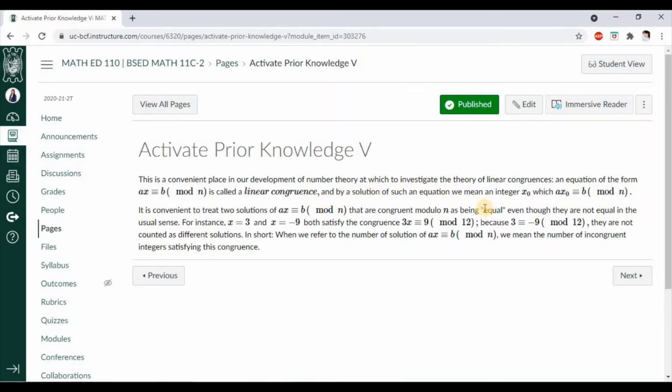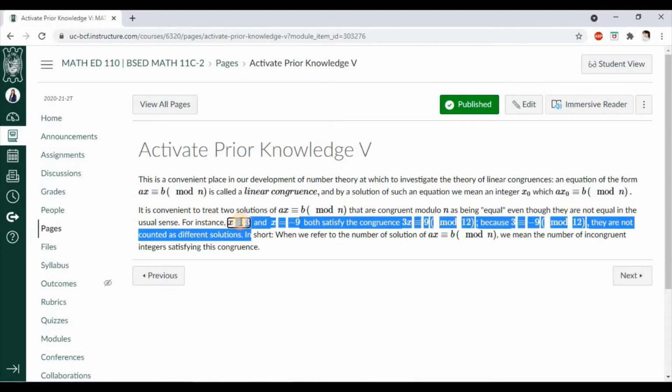Kasi nga, there exists a solution in the integer x sub 0. So, x sub 0, x sub 1, x sub 2, until x sub n, depende kung ilang solutions meron yung linear congruence natin. So, we have a x sub 0 is congruent to b mod n. It is convenient to treat two solutions of ax congruent to b mod n which are congruent to each other as equal, though they're not technically equal, kasi nga congruence ang ating lecture, hindi naman siya equality. Okay?